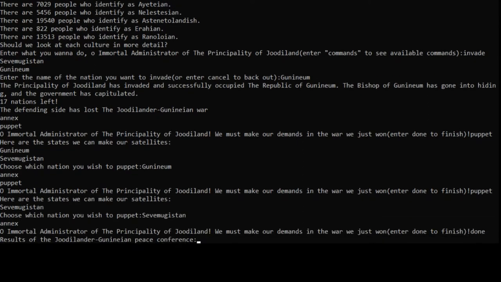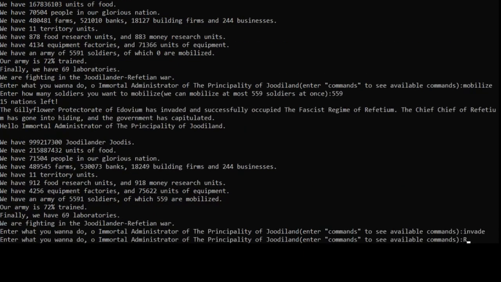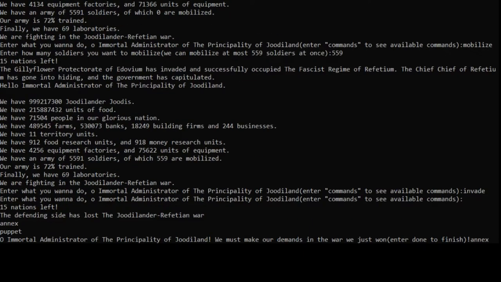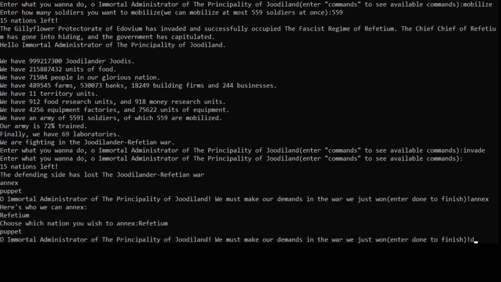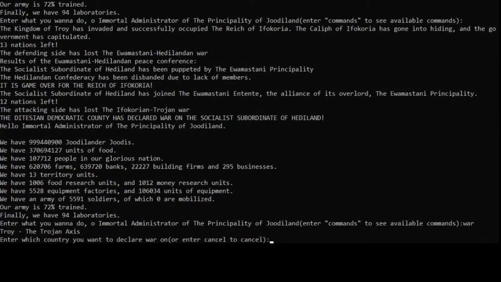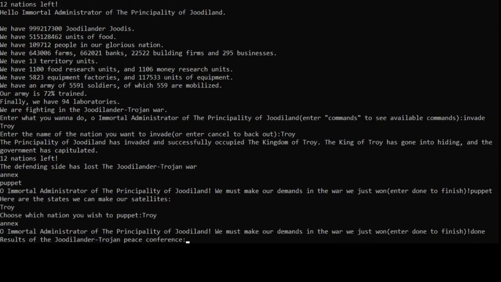And that's done here. And mobilize. Invade. Hold on. Oh, yeah, the Guild of Protection of Vidovium has already done it for us. So, you know, it's great. Done. Right, war. Troy! Haha! Troy. Puppet. Troy. Done.